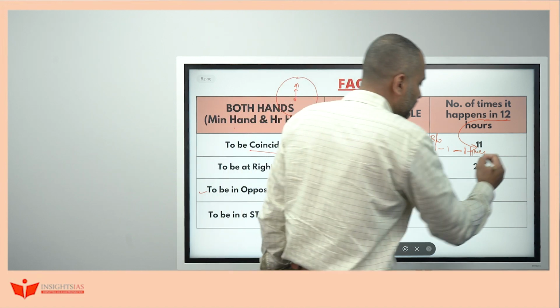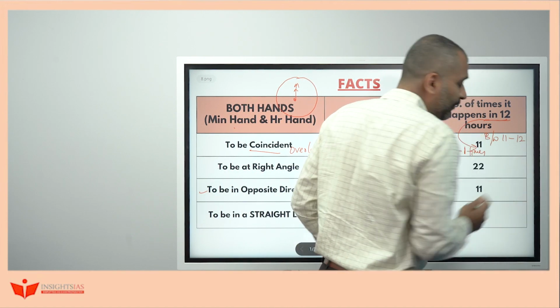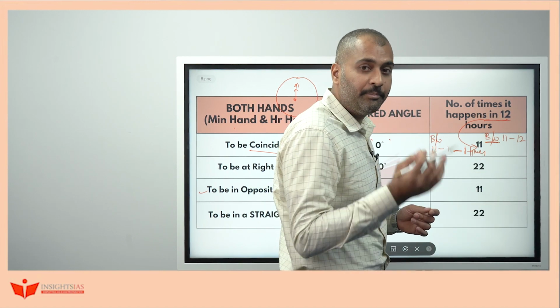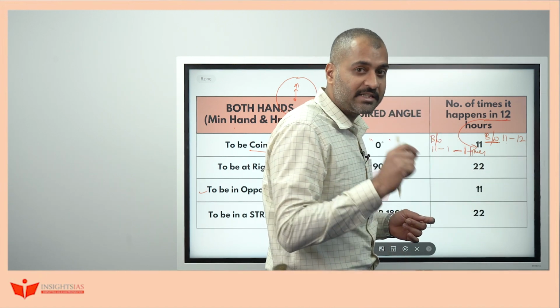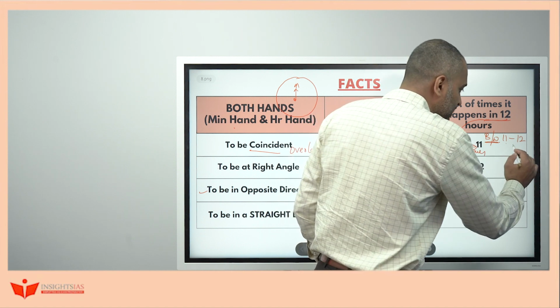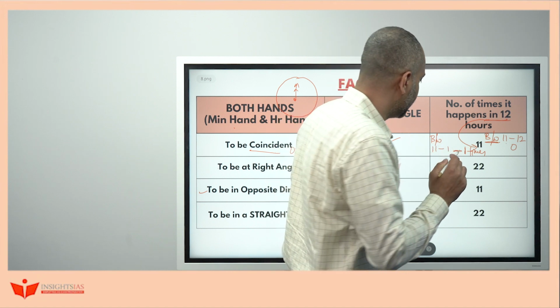So, if the question is between 11 and 12, know this keyword, between. From is different, between is different. Between 11 and 12 means except 11, except 12. How many times will they make an angle of 0 degree? What would the answer be? 0 here. They never coincide.